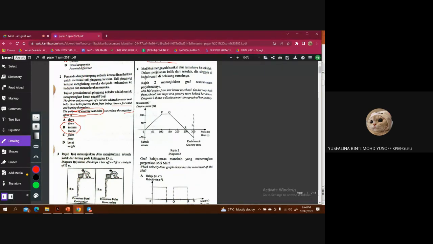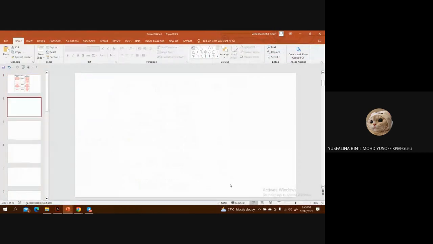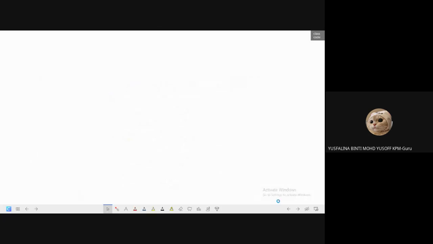All right, so Mei cycles from her house to school. On her way back from school, she stopped at the grocery store behind her house. Diagram 2 shows a displacement-time graph of her journey. Remember, for this kind of question, there are two types of graph that we learn in physics.